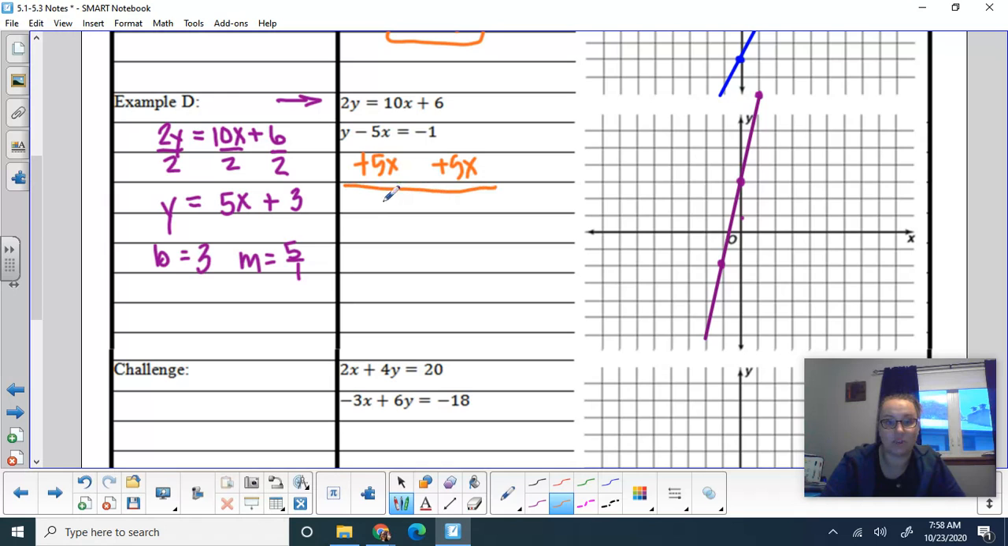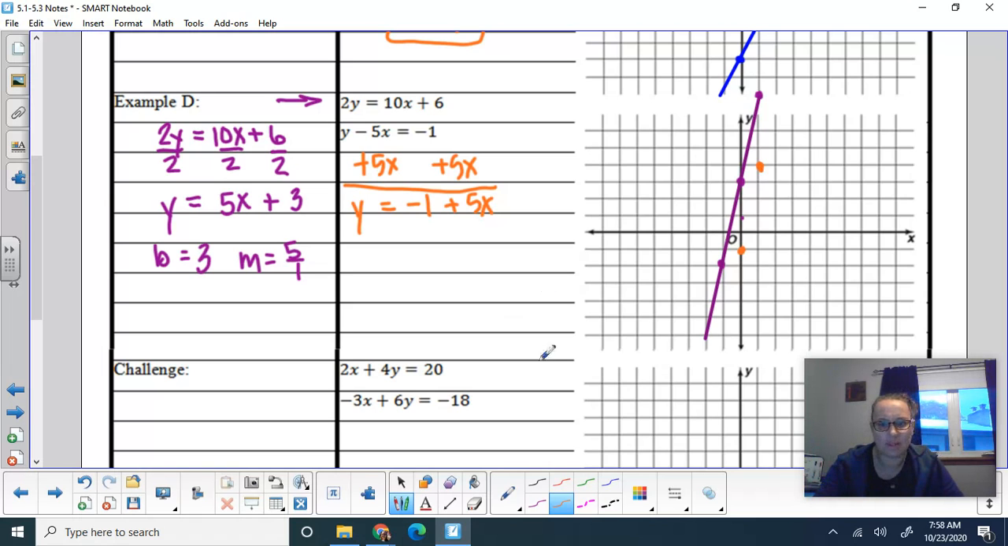All right, when I do that, I get y equals -1 plus 5x. So I'm going to go ahead and start at -1, and I'm going to go up 5. 1, 2, 3, 4, 5 over 1.